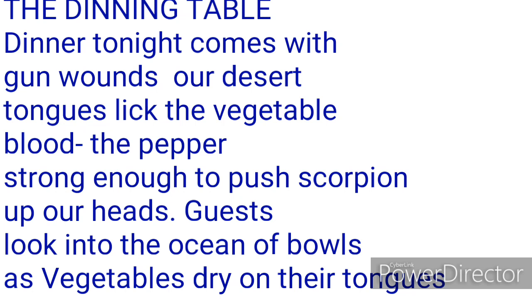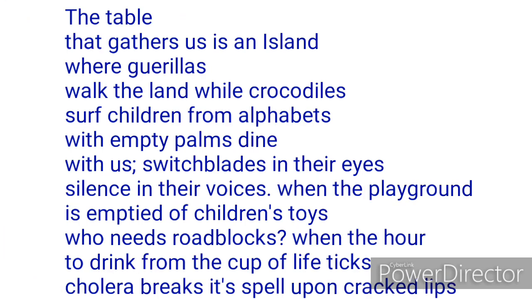The Dining Table by Gbanabom Hallowell. Dinner tonight comes with gun wounds. Our desert tongues lick the vegetable blood, the pepper strong enough to push scorpion up our heads. Guests look into the ocean of bells as vegetables die on their tongues. The table that gathers us is an island where gorillas walk the land while crocodiles surf. Children from Alphabeta with empty palms down with us, switchblades in their eyes, silence in their voices.